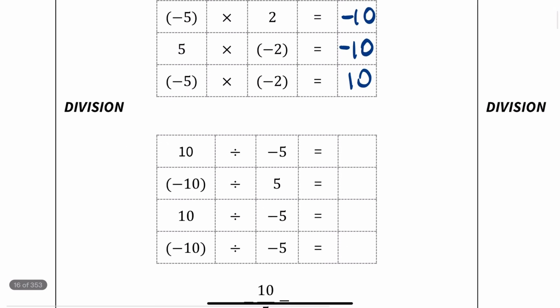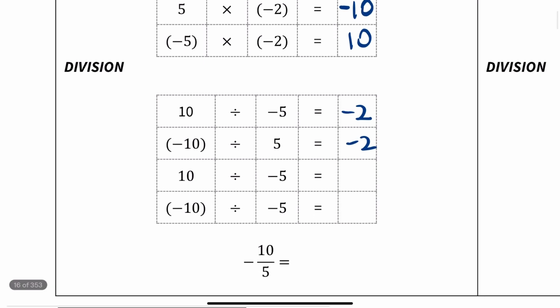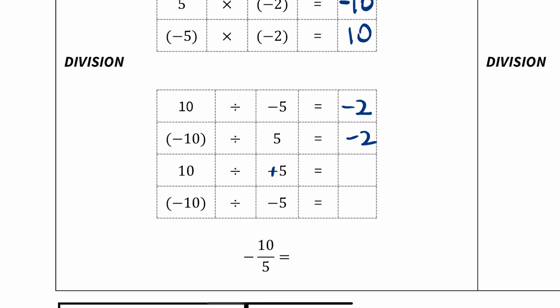If we are dividing, okay, 10 divided by -5 would be -2. -10 divided by 5 would be also -2. And 10 divided by, I think I meant this to be positive. So let's write that as positive. So 10 divided by positive 5 would be positive 2. Two positives being divided is a positive. And negative 10 divided by negative 5, two negatives being divided is also positive.